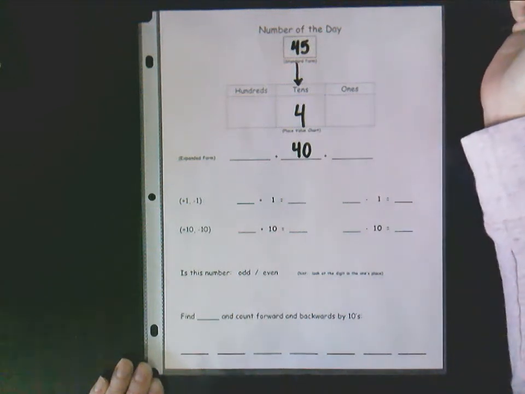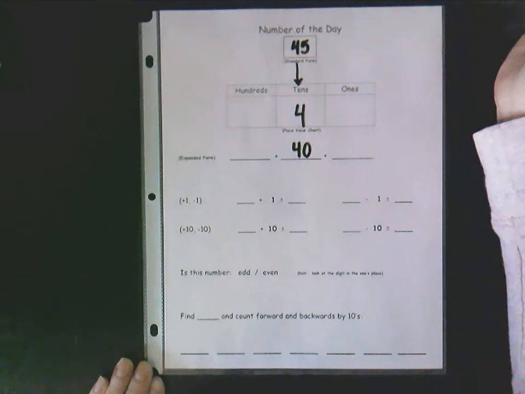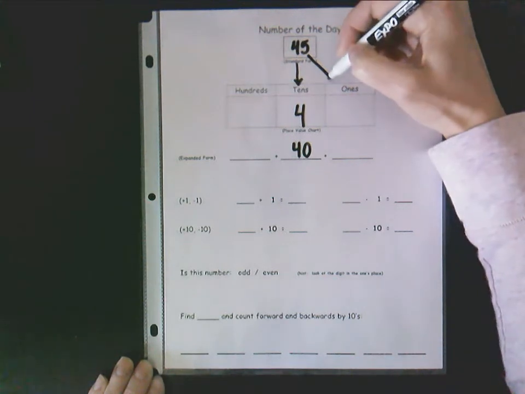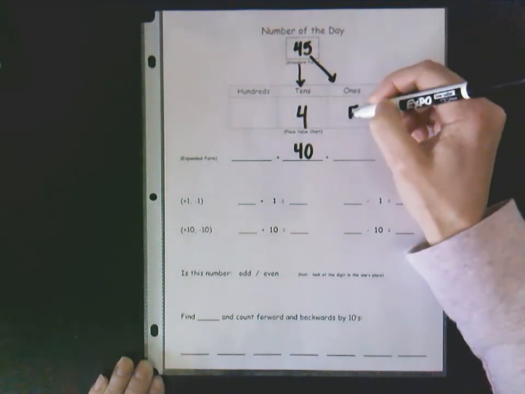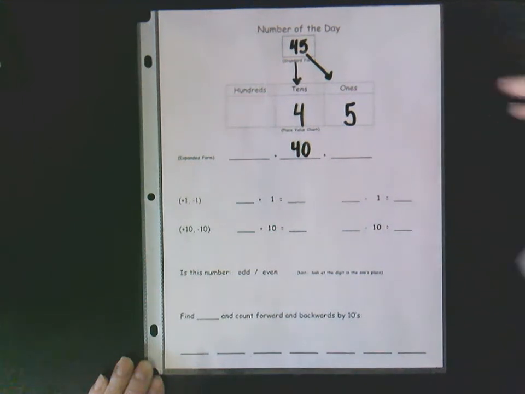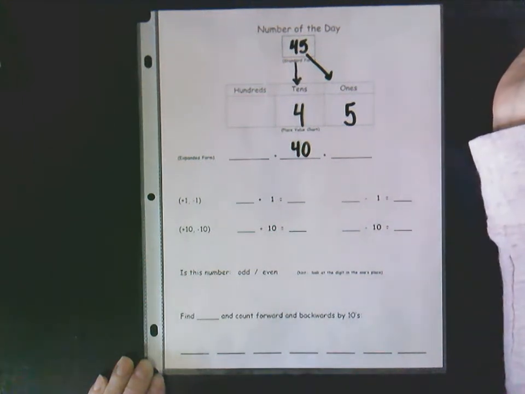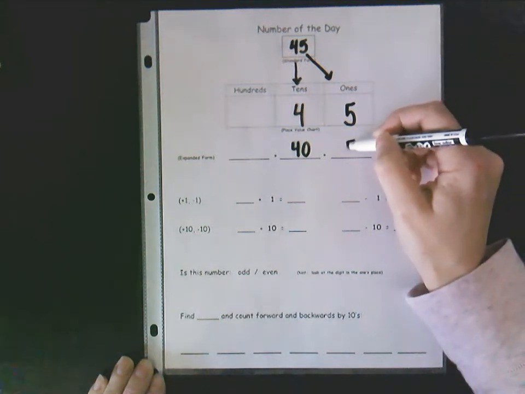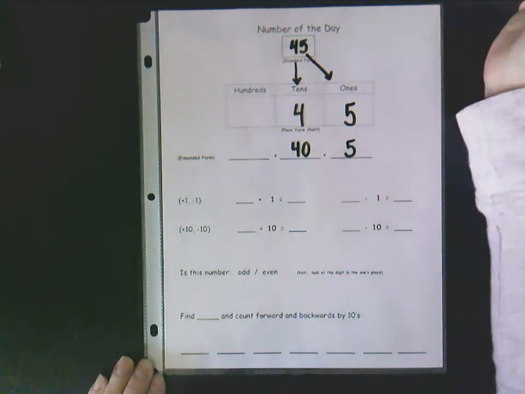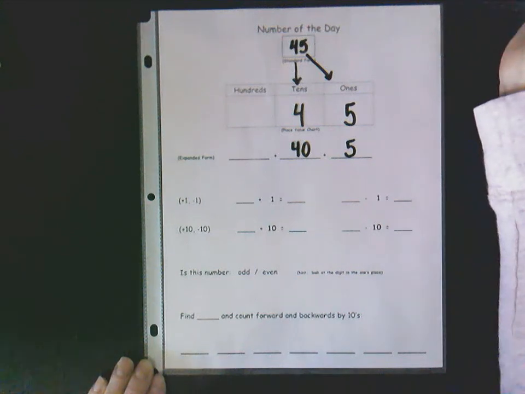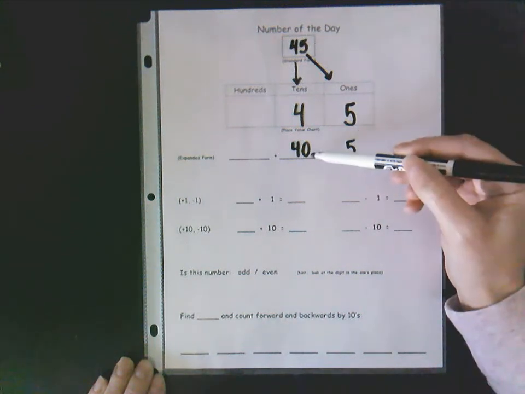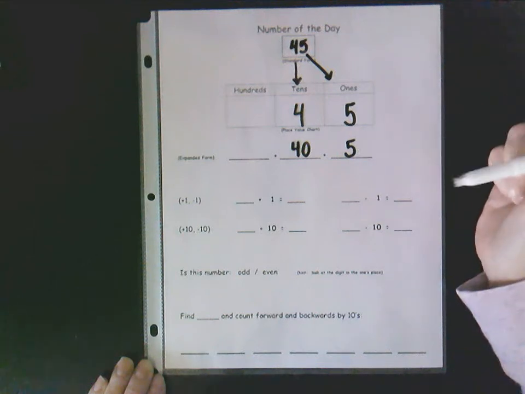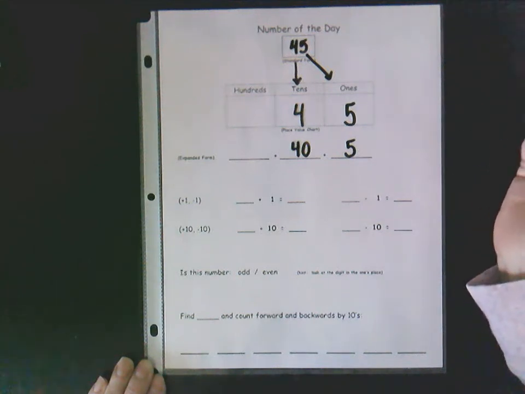Now, which digit is in the ones place? You're right. The 5 is in the ones place. And in the ones place, that 5 is worth how much? You're right, 5 ones, which is worth 5. So within the number 45, we have 4 tens, which is 40, and 5 ones, which is 5. 40 plus 5 is 45.